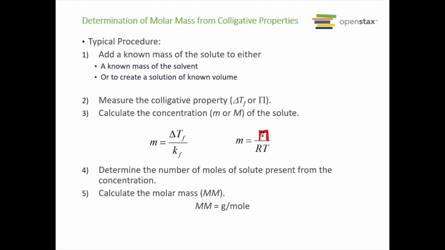That should be a capital pi, not a lowercase pi. You can use that to then get your number of moles of solute present from the concentration, and then calculate the molar mass by taking the moles you just found, dividing them into your grams of solute.